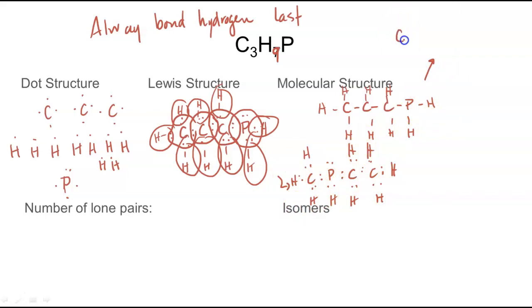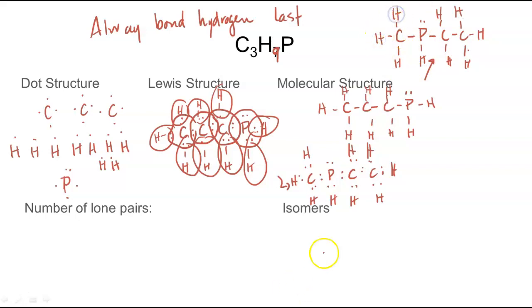So this one could look like C with a P, C, C, and then we have our hydrogens. Oh, and I have to make sure to include that lone pair. Please make sure to make those changes. Don't forget the lone pair.